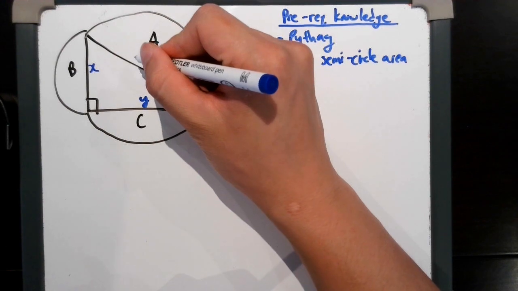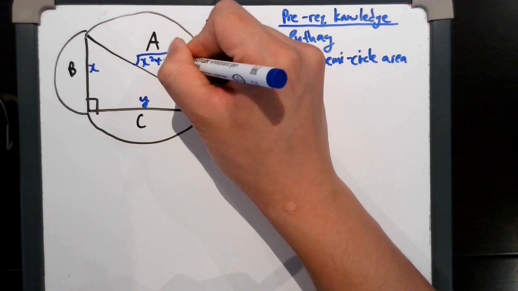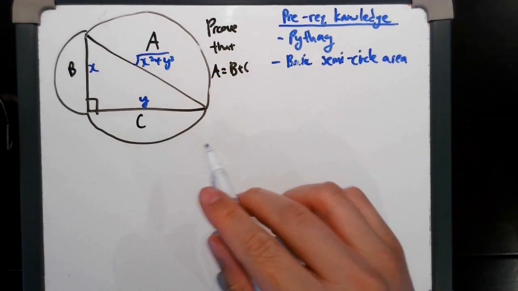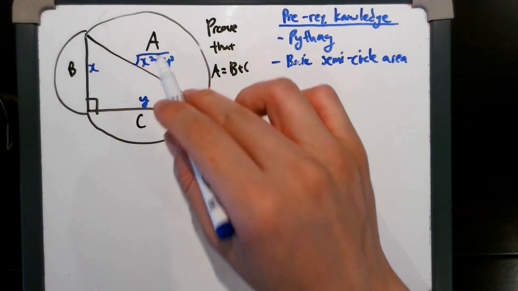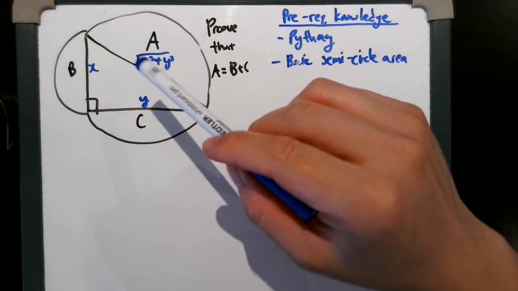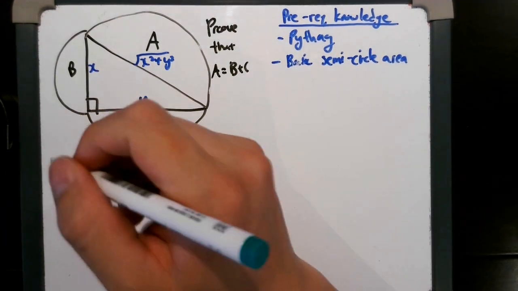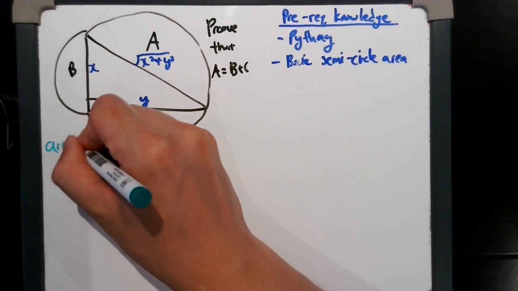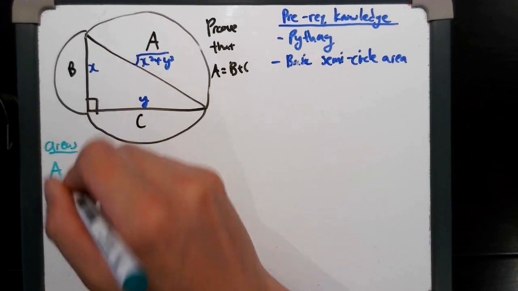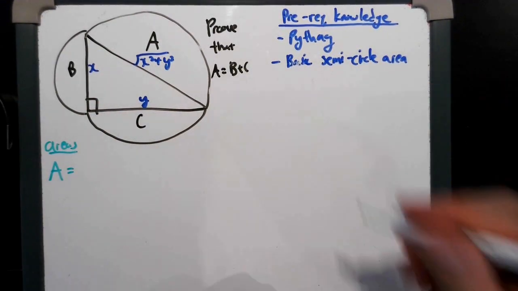Okay, so therefore the hypotenuse must be this, based on Pythagoras' theorem, x squared plus y squared, root that, and you get the hypotenuse. So let's express, in terms of x and y, the area of A. Bear in mind these are all areas. That's just a bit of shorthand. So A equals, let's just write it here.